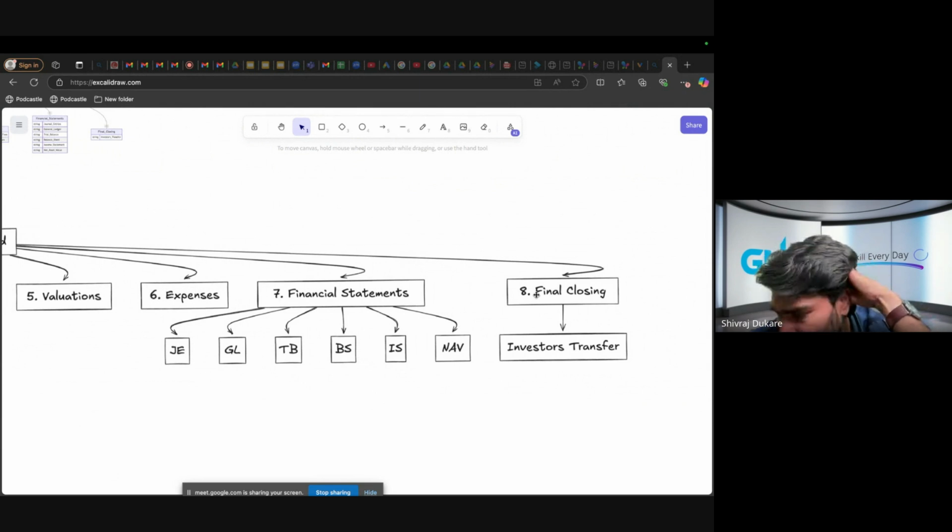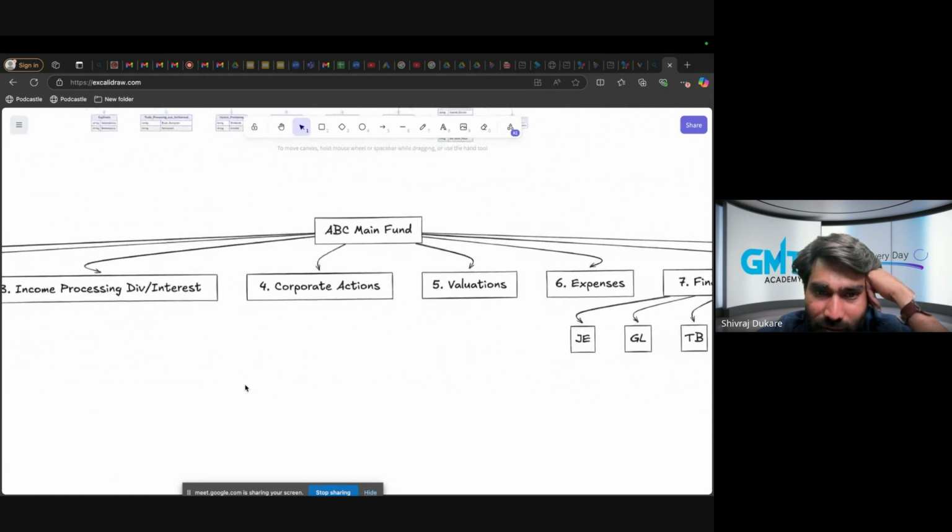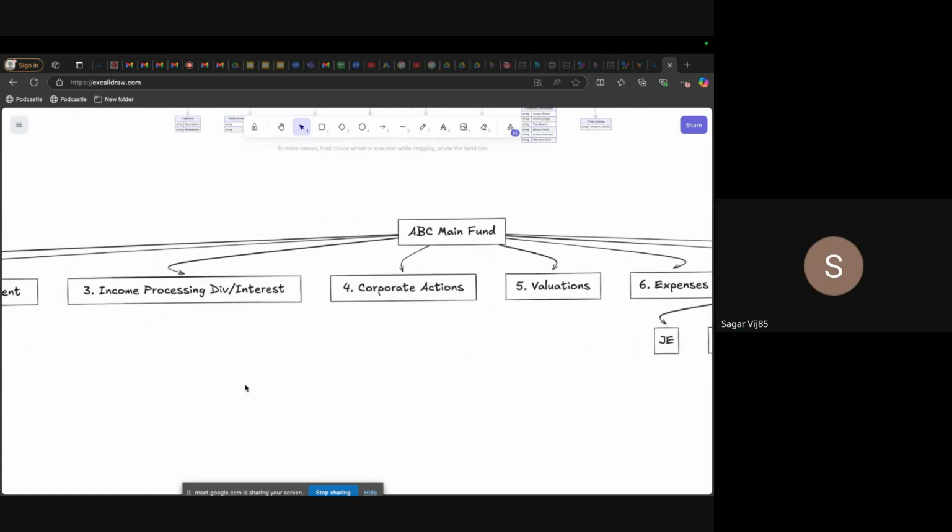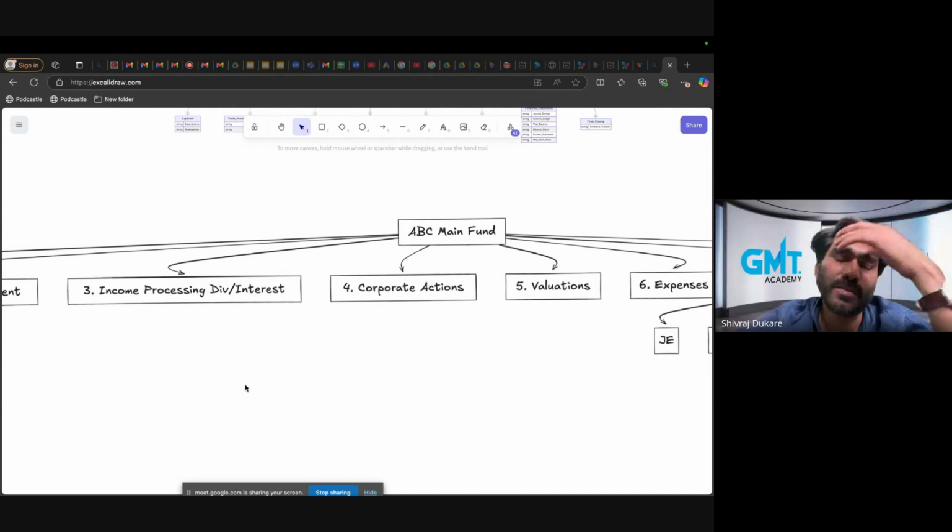Final closing means if you have any investor transfers, we also need to book them before producing the final NAV, so we need to include them in the financial statements. So this is the flow for all funds, including mutual funds, hedge funds, private equity funds, crypto funds, or different funds.